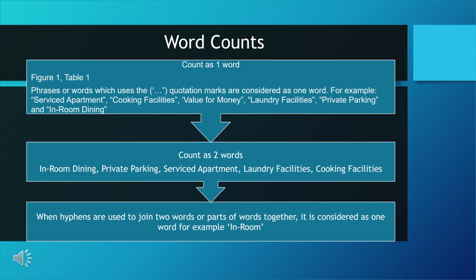The words that are counted as 2 here, in-room dining, in-room is being hyphenated. So in-room is considered as one word and dining is 1. Private parking, service apartment, laundry facilities, and cooking facilities. So remember, when hyphens are used to join 2 words or parts of words together, it is considered as one word. For example, in-room just now.